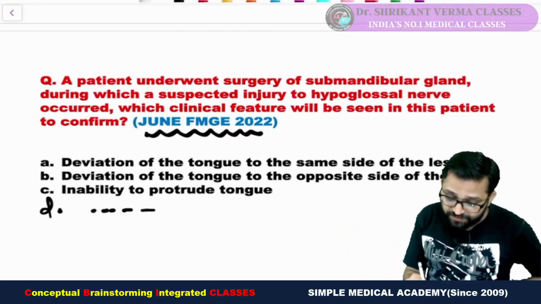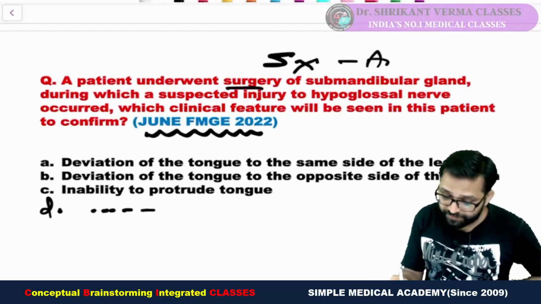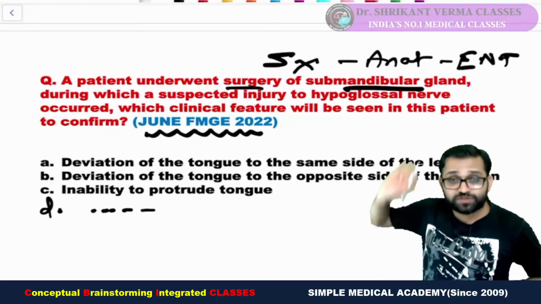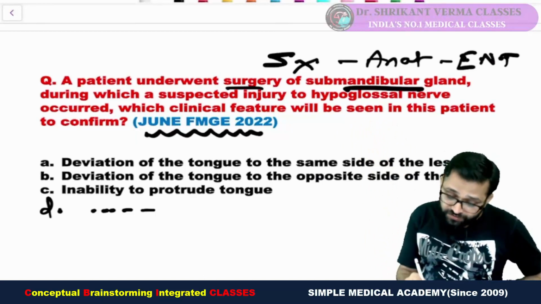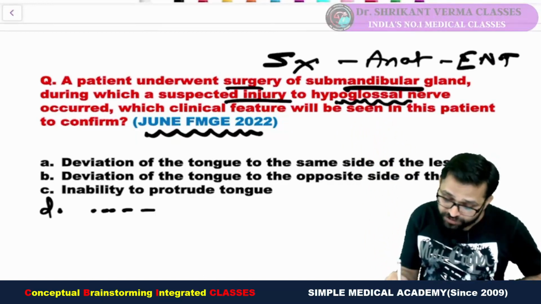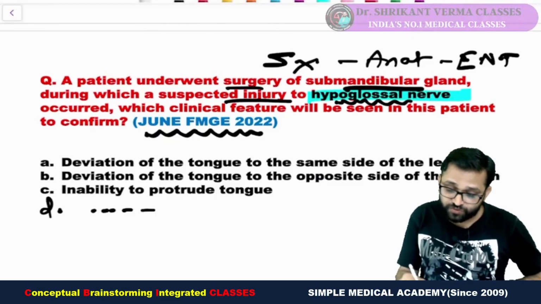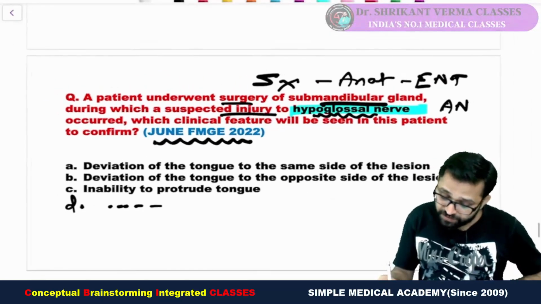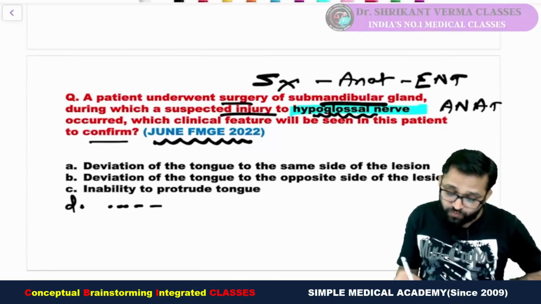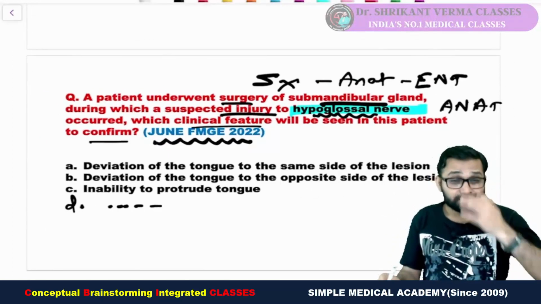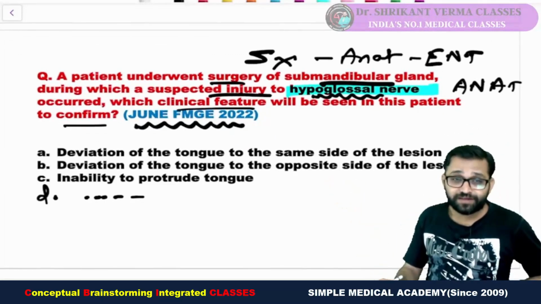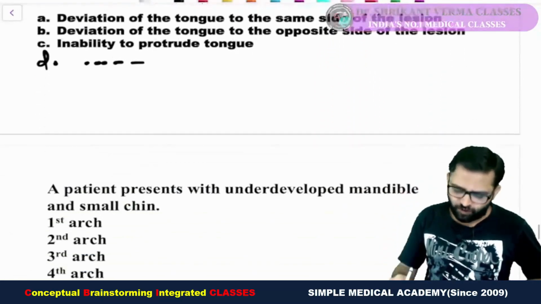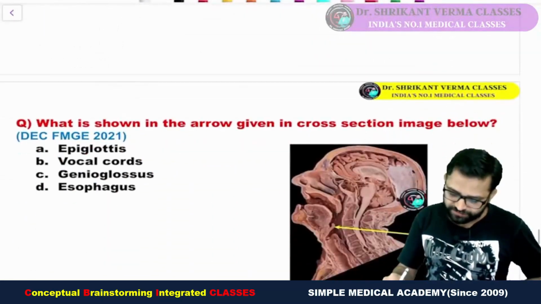See here, the patient underwent surgery, so this is surgery and ENT integration. Submandibular gland, which is the topic of the ENT, during which a suspected injury to the hypoglossal nerve, clearly it is writing the hypoglossal nerve. So here is the role of which subject, anatomy. So which clinical feature will be seen? Deviation of the tongue to the same side, deviation of the tongue to the opposite side, inability to protrude the tongue, and D is any option. Just try to understand.